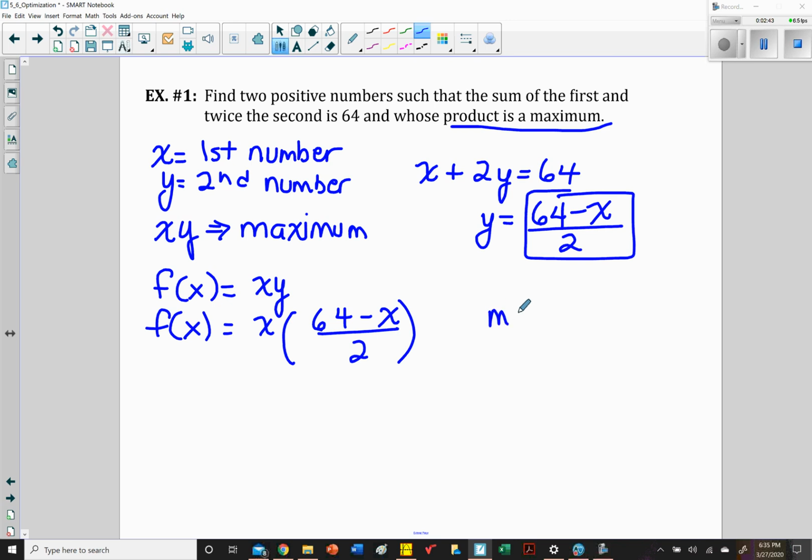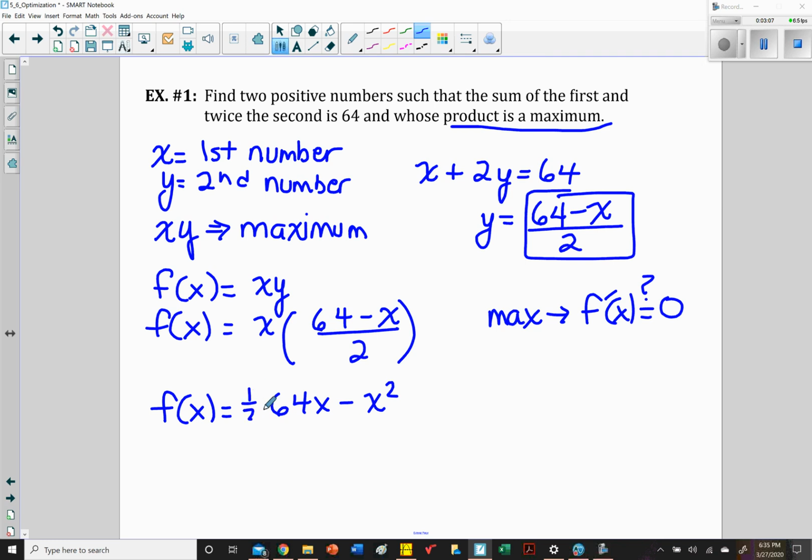So to find a maximum, I want to take the derivative and find where the derivative is 0 and test those critical points. So this is the big idea. How do you get a maximum? Find the derivative. So first we'll clean this up a little bit, distribute that x, 64x minus x squared, and we've got half of that. So f of x is half of 64, that's 32x minus a half x squared.